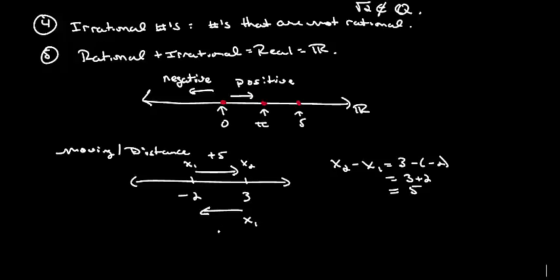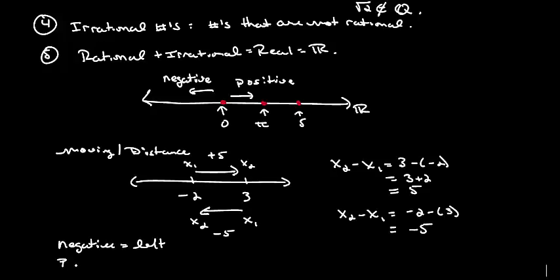Now if we want to go from 3 to -2, then we have to switch the order. So again, x2 minus x1, but x1 here, the starting point, is 3. So if we do the math out, we get -5. So that means that we've moved to the left. So if you get a negative value out when you do the subtraction, you're moving to the left. And if you get a positive value out, you're moving to the right.